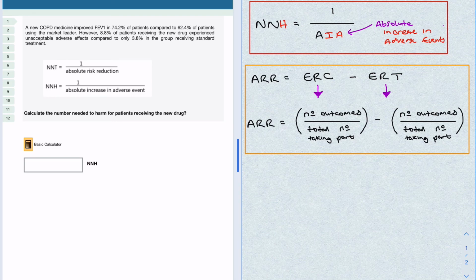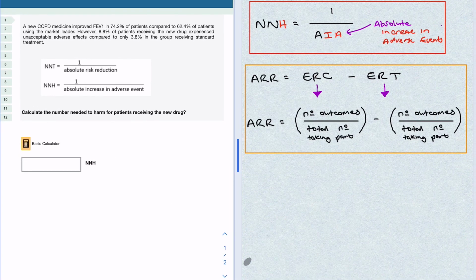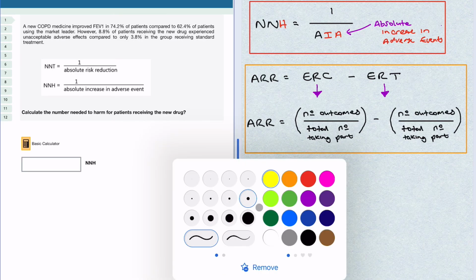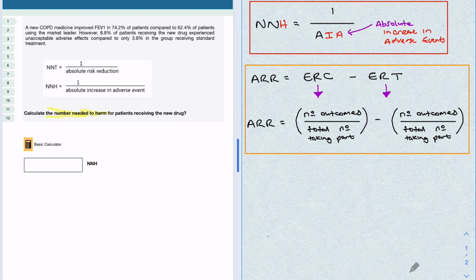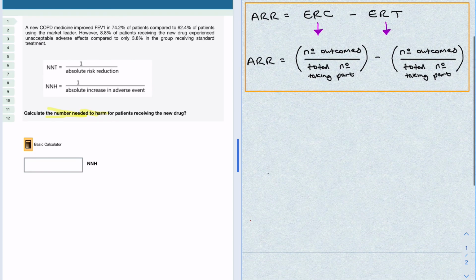So let's tackle the question. I'd advise you to pause the video and read the question. Once you've done that, you'll realise that at the bottom here, the question is asking us to calculate the number needed to harm. So what are we going to do? We're just going to do the same thing again.